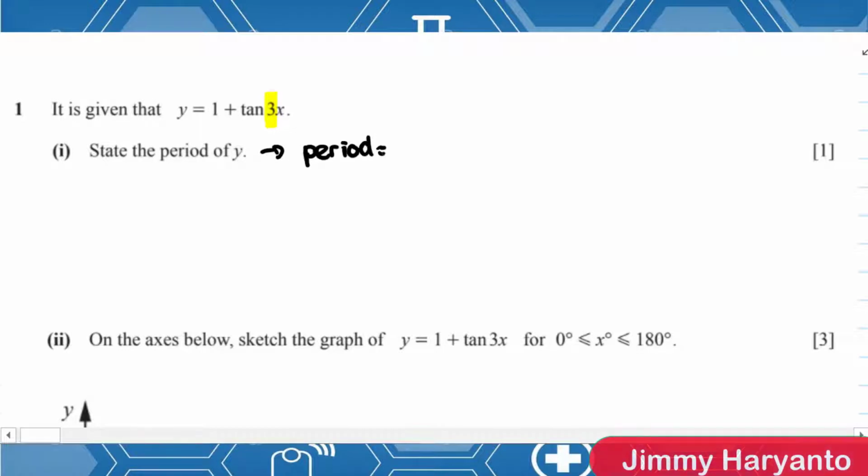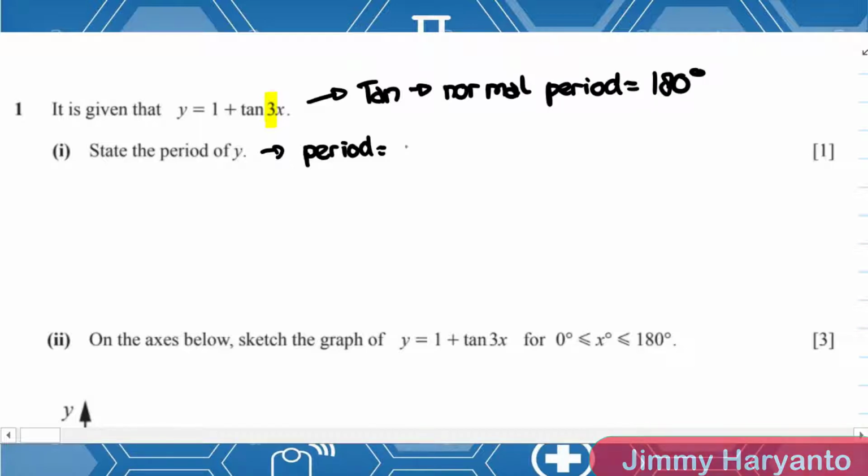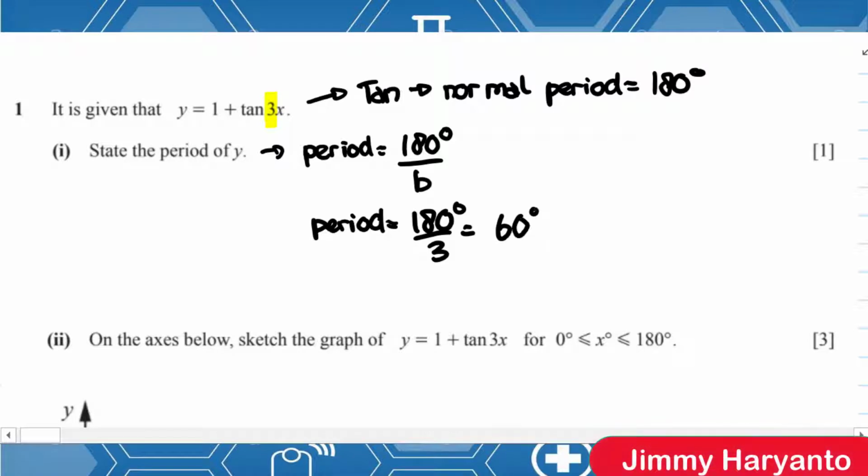Period equals, remember, for the tan, the normal period is 180 degrees. When the period is changed, it will be 180 over b. So the period will be 180 over 3 equals 60 degrees. Yeah, so the period will be 60 degrees.